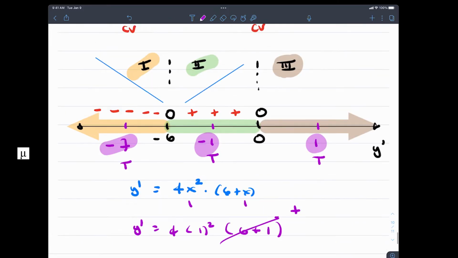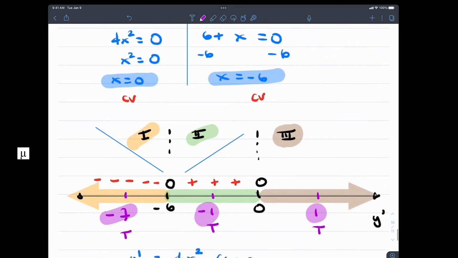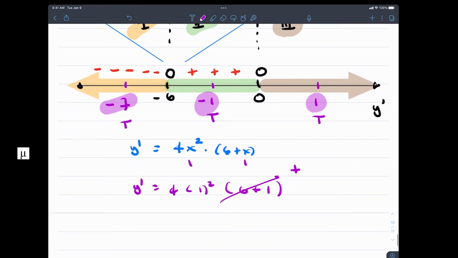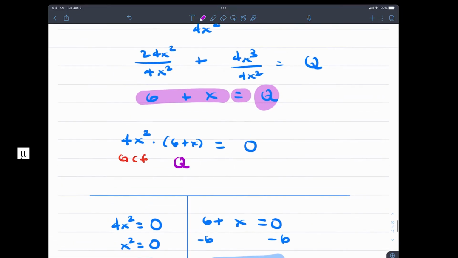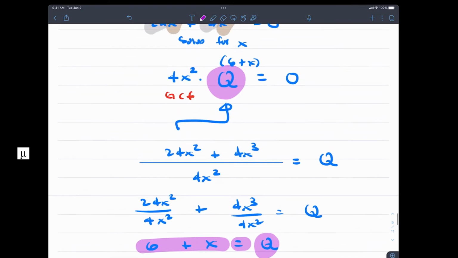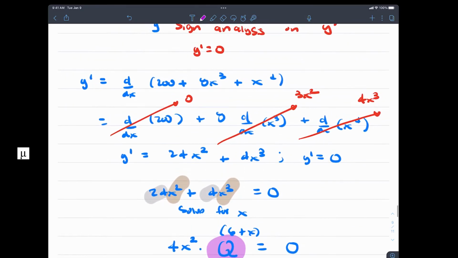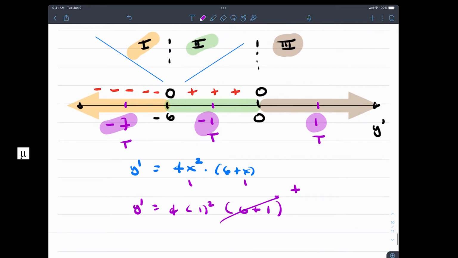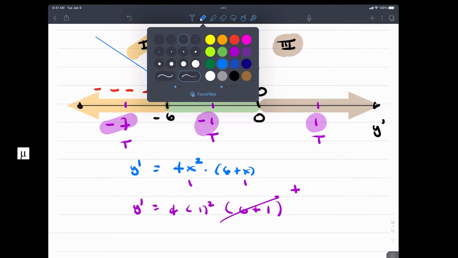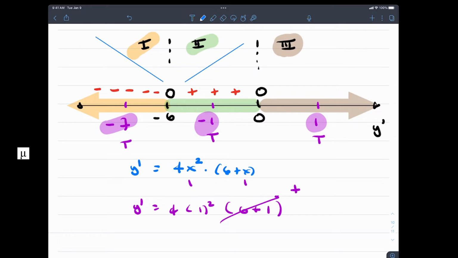Is that true? What happened here? X is -6. X is 0. So we're going to test region number 3. And we get, is it 6 plus X? I don't know. Double check, ladies and gentlemen. Am I doing everything okay? You guys okay with that?